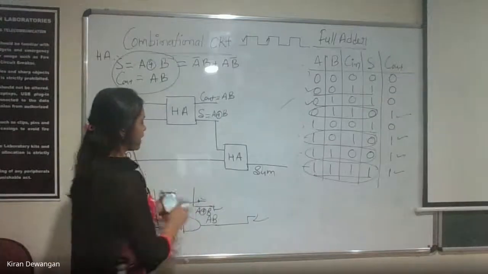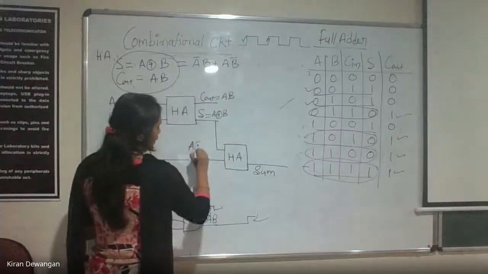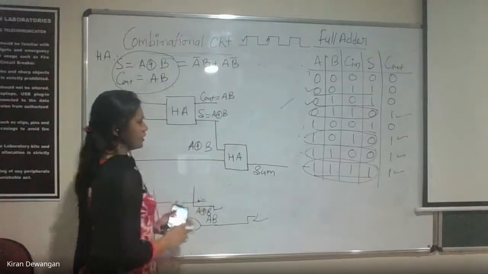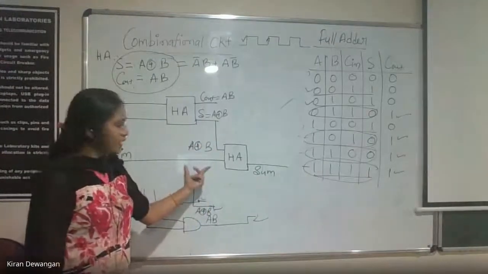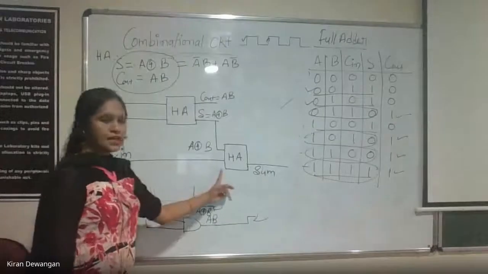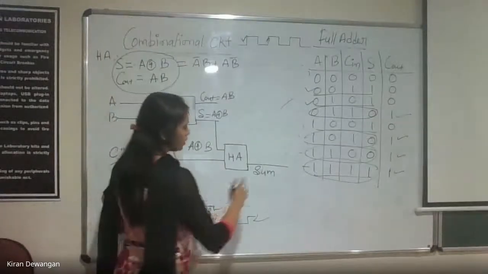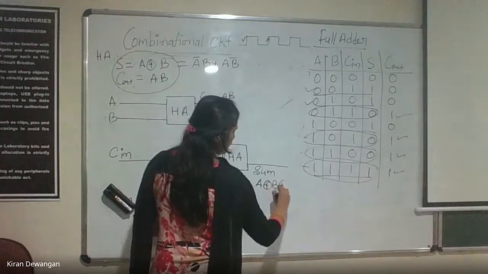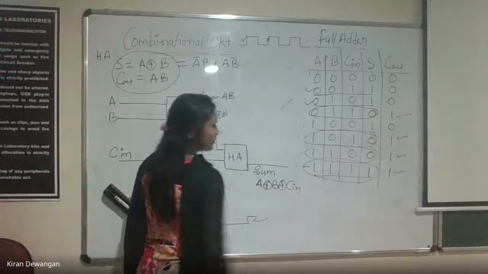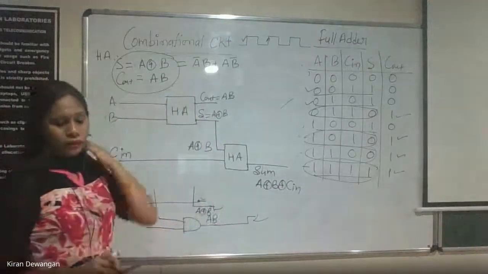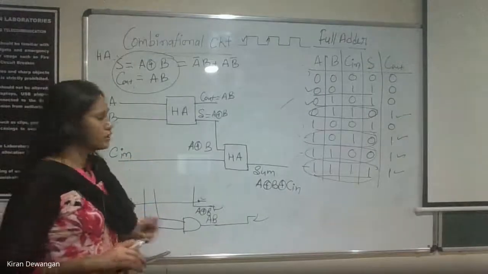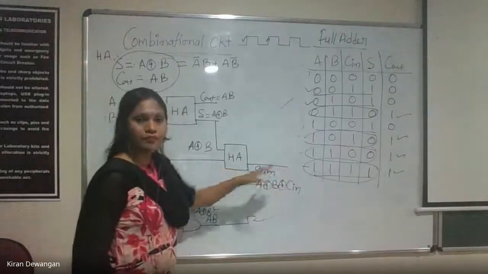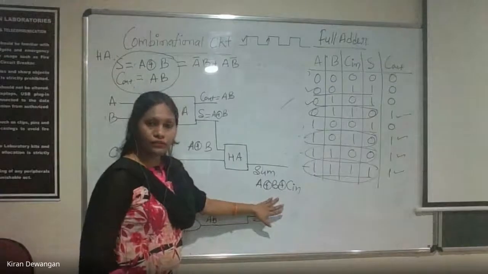यहाँ पर से क्या आ रहा है? A XOR B. And from here we are getting C in. यहाँ से C in जा रहा है. So the final output will be A XOR B XOR C in. Clear? So this is going to be my final output. That is final sum. This is the output of full adder.